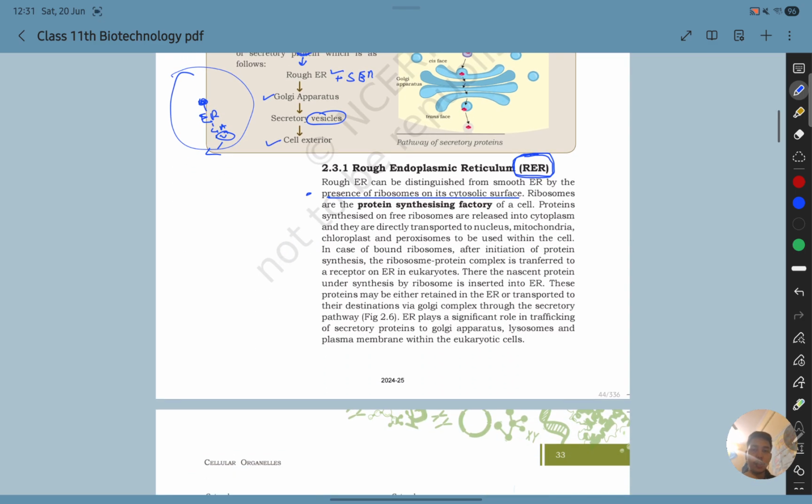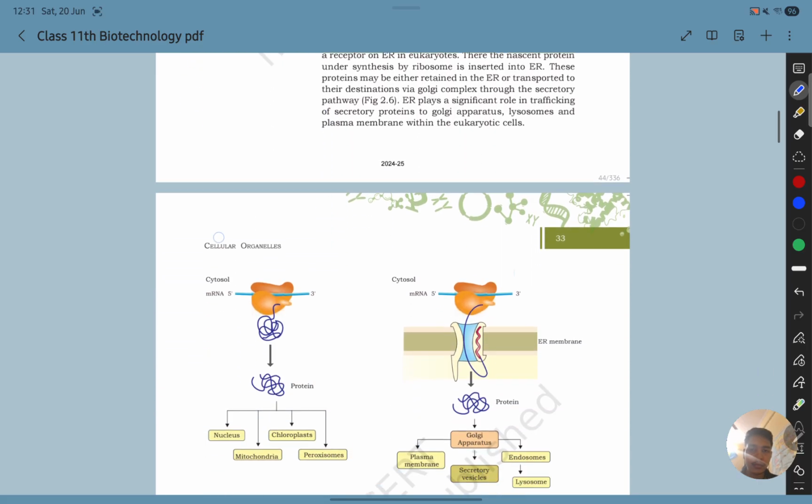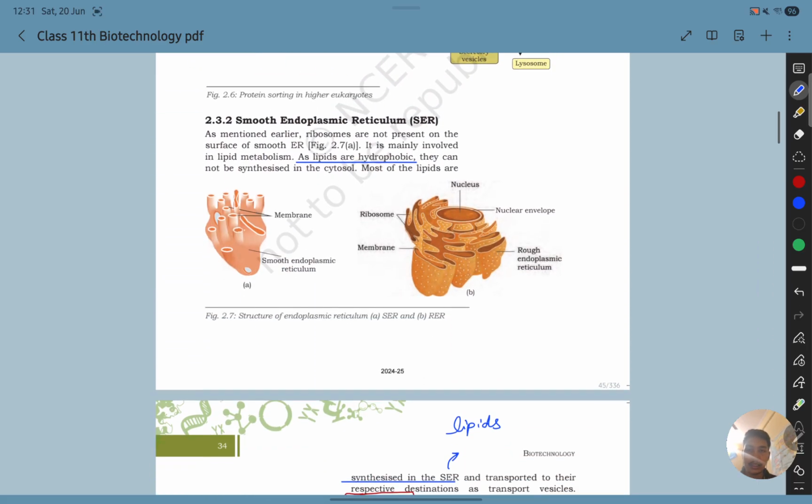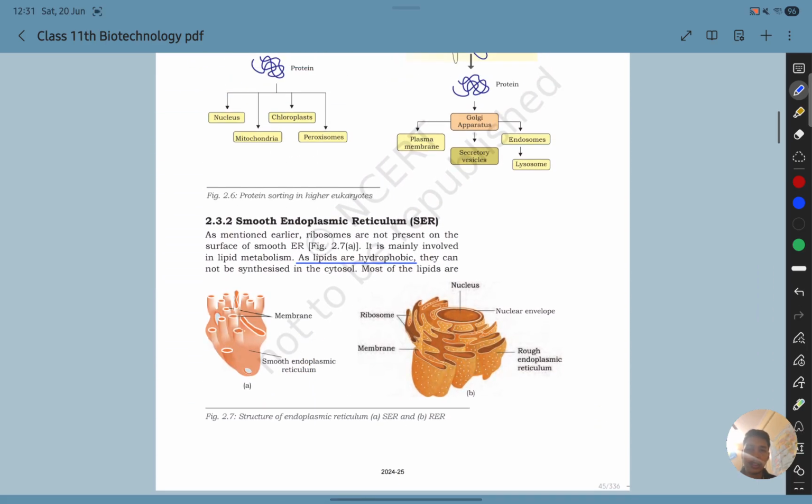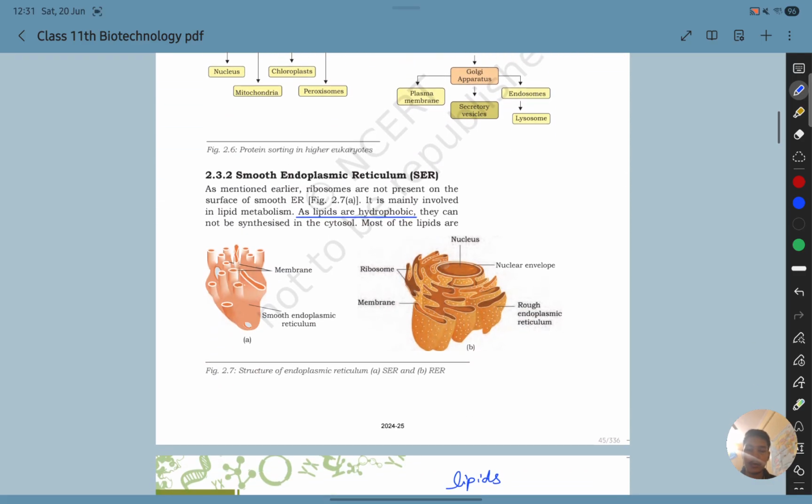So what is the rough endoplasmic reticulum? It is for protein synthesis, due to the presence of ribosomes on its cytosolic surface. That is the first point: the rough endoplasmic reticulum is for protein synthesis.